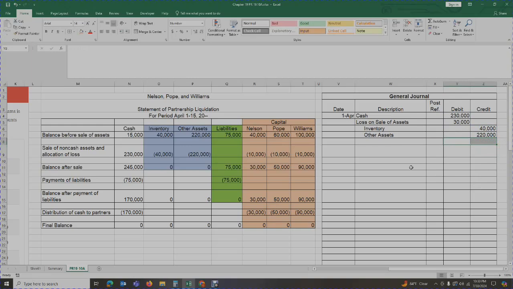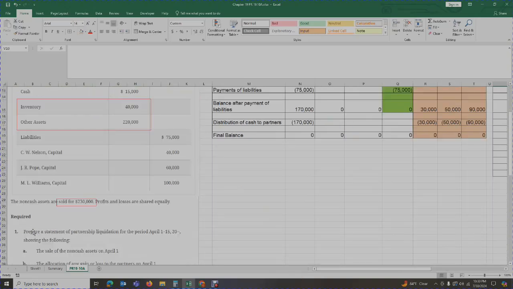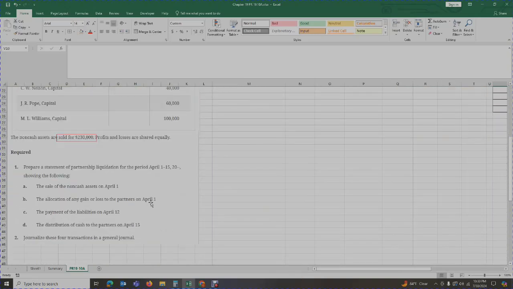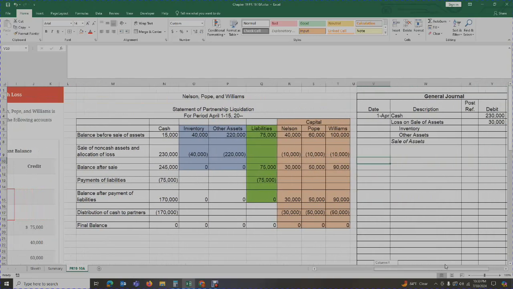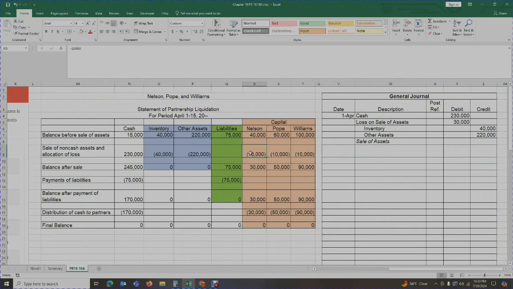Okay, so I'm going to delete that. So that happened April the 1st. That is the entry to record, and I'm going to put it here, sale of assets. Okay, so that happened on April the 1st. We're going to go back to the instructions, and on April the 1st, we also allocated the gain or loss to the partners. So now remember, we assigned a $10,000 loss to each of my partners, where we're going to record that. And that also happened on April the 1st.